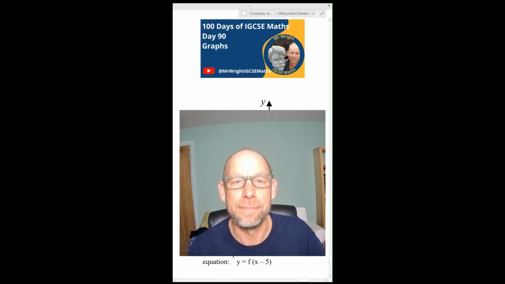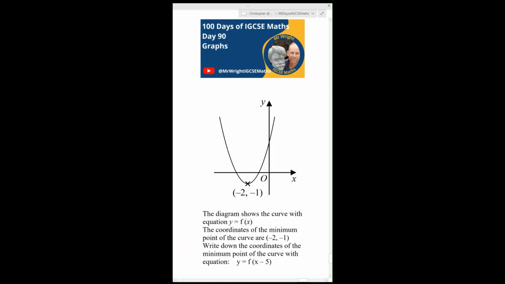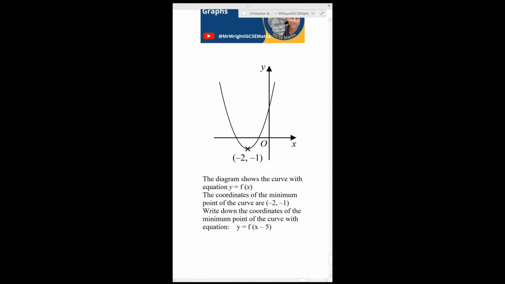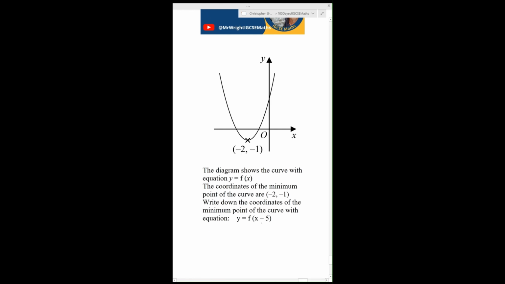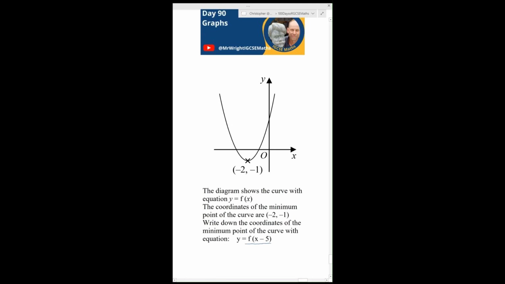It's day 90, and we're translating graphs. Now's your chance to pause. Okay, so we need to find the minimum point of this curve here. So we're going to translate our curve 5 units to the right. So the minimum point is going to go 5 units that way. So it's now going to be at (3, -1).